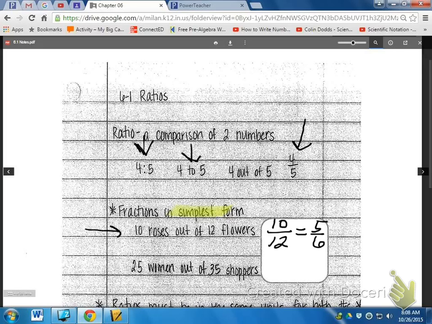The next one, 25 women out of 35 shoppers. Anybody got an idea of what that should be? Shane? 25 over 35? Yep, you should definitely write 25 over 35. And then Shane, is that a final answer? No. What should we do? You reduce it. Okay. 5 over 7. Yep, to 5 over 7.